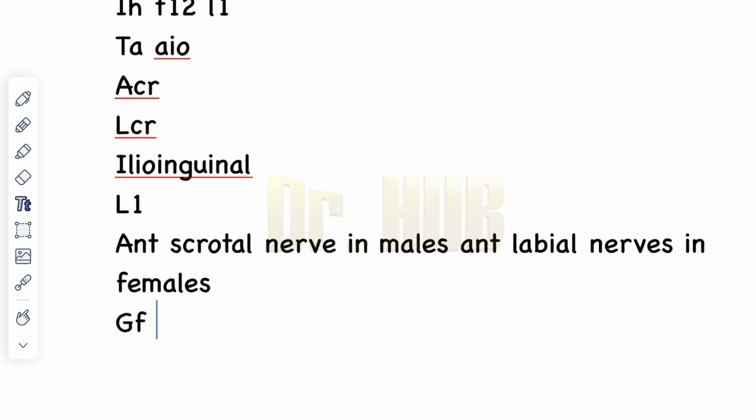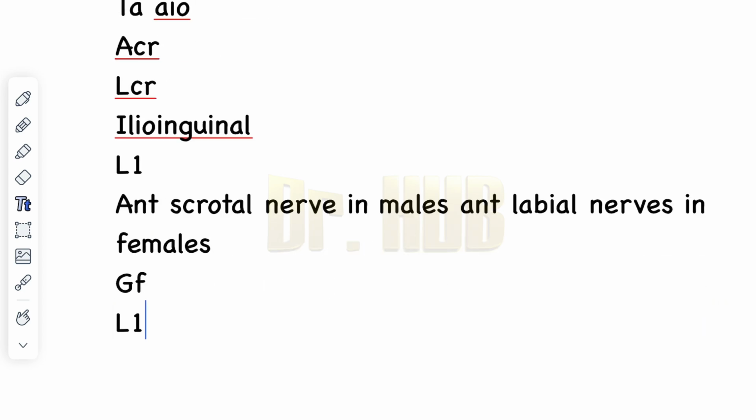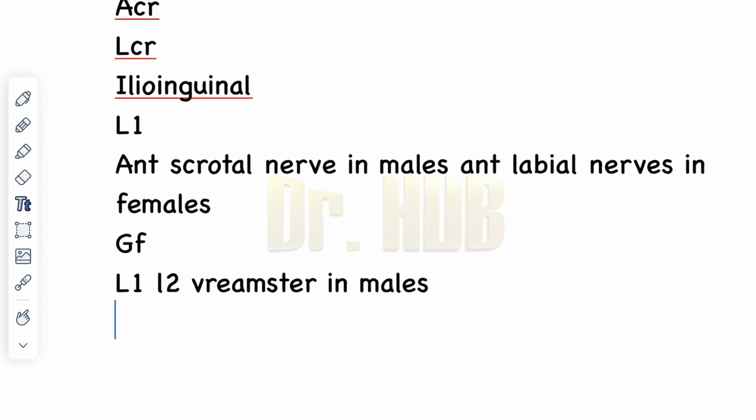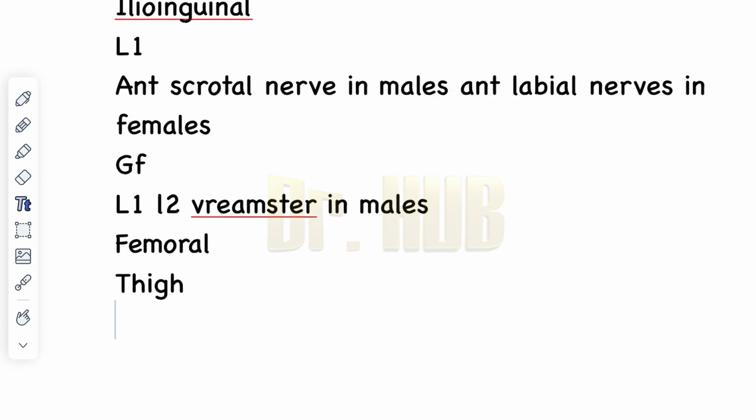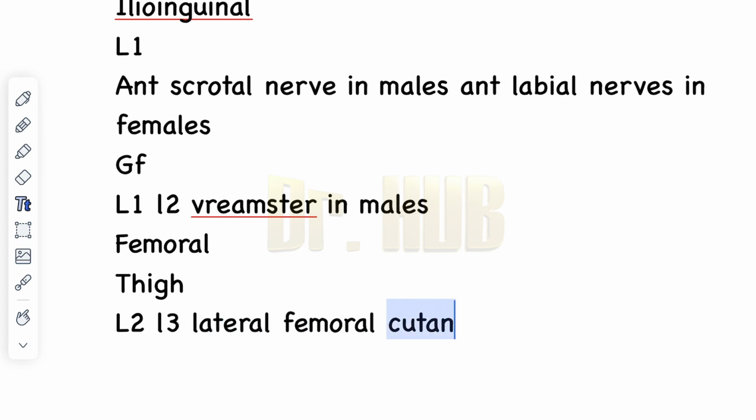Now we look at the GF, that is the genitofemoral. The root values include L1 as well as L2. The innervated muscle is the cremaster, which is present in the males. The cutaneous branches include the femoral branch as well as the genital ramus. Next is the lateral cutaneous nerve of the thigh. It includes L2 and L3, and the cutaneous branch is the lateral femoral cutaneous.